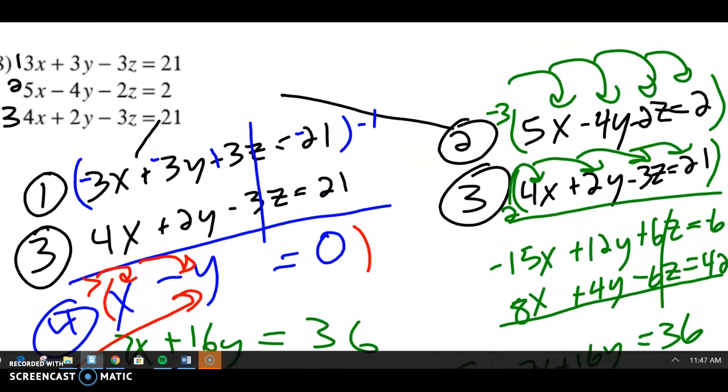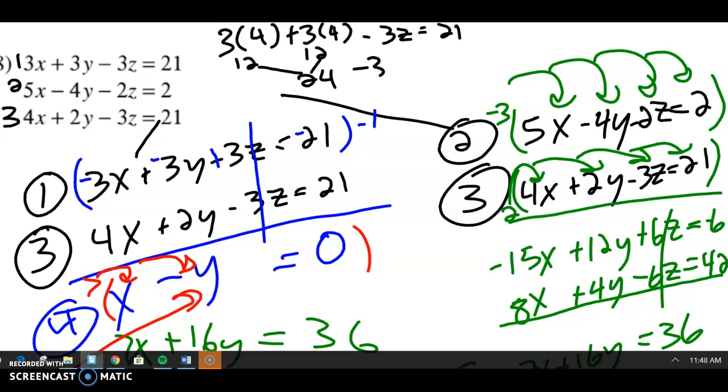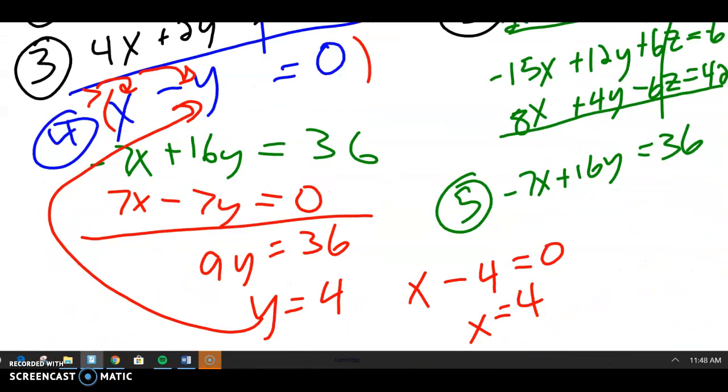I'm going to use this top equation, 3 times 4 plus 3 times 4, because x was 4 and y was 4. Minus 3z is equal to 21. So we get 12 and 12, which is 24, minus 3z equal to 21. So negative 3z is equal to negative 3, and z is 1. So we have 4, 4, and 1. So our final answer will be x is 4, y is 4, z is 1.